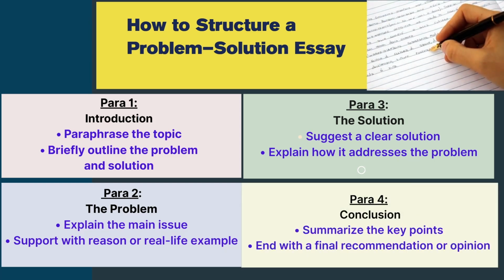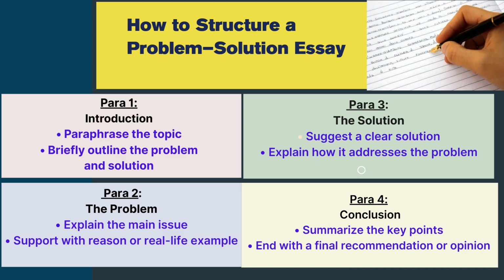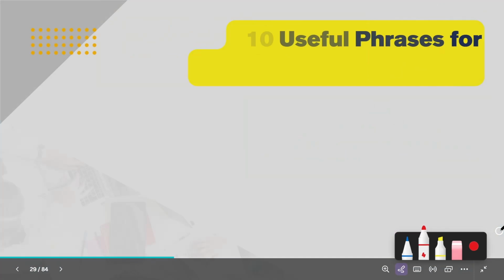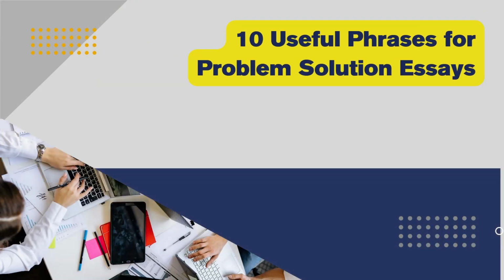And finally, in the conclusion part of the essay, which can be your 4th paragraph, you summarize the key points and end with a final recommendation or opinion. So now let's dig into those 10 useful phrases that you can use for these problem solution essays.